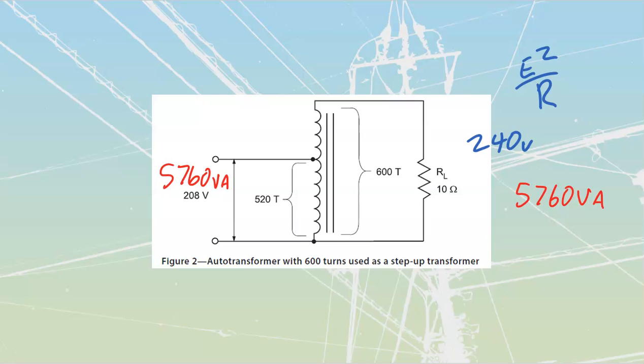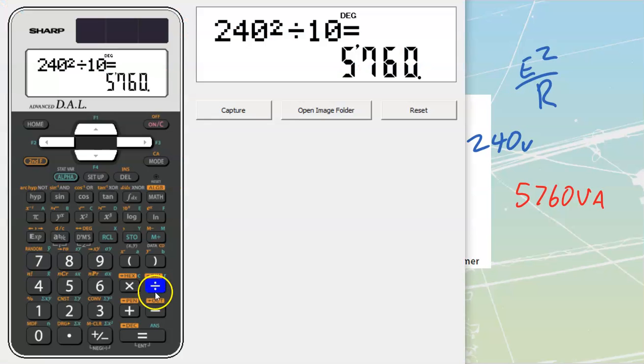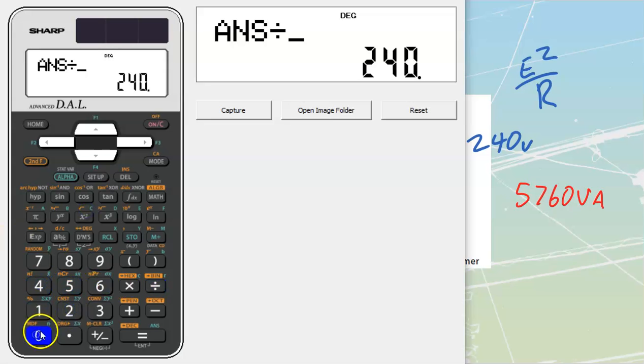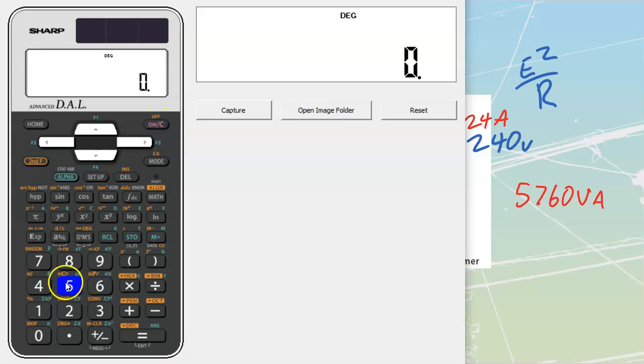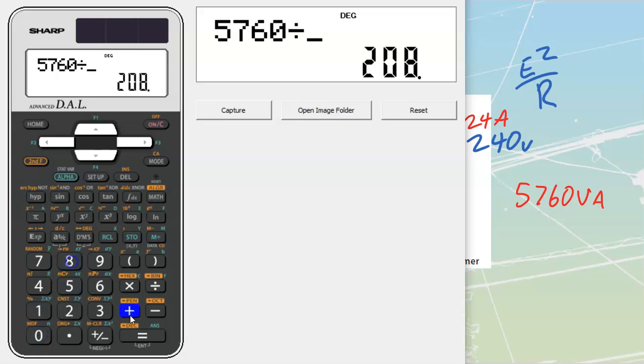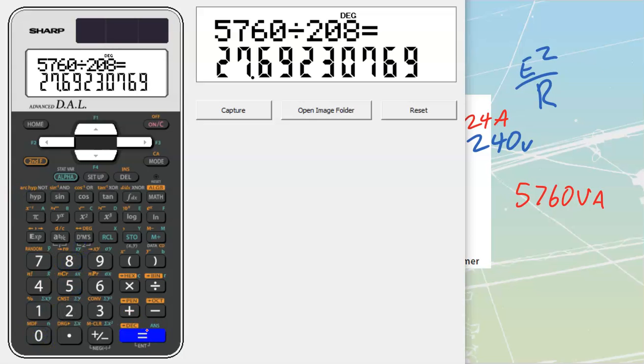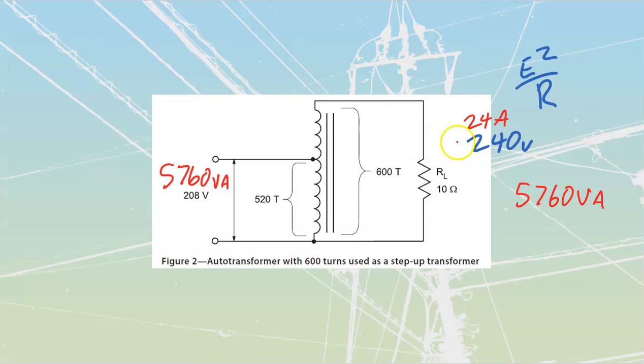Once we have our VAs, we can do that same thing where we figure out our values of current. So we'll take the 5760, divide it by 240, which gets me to a value of 24 amps. 24 amps that I'm going to have over there. Then we'll take that same 5760 and divide that by 208, right? Because VA in is equal to VA out. And I see that coming into the transformer, I need to have 27.7 amps, and then coming out of the transformer, I've got 24. So this over here is going to be 27.7 amperes.